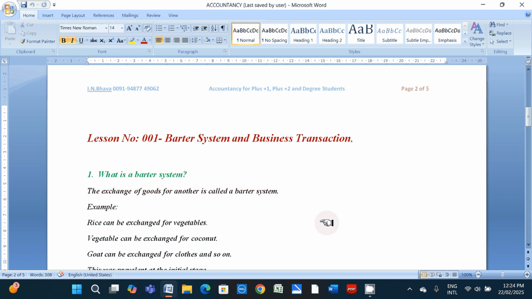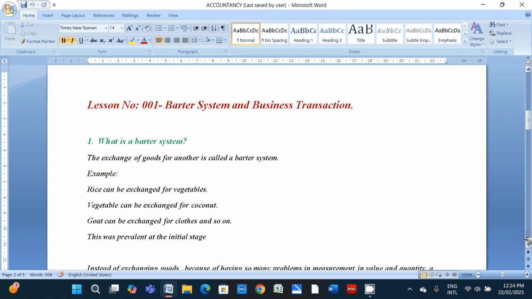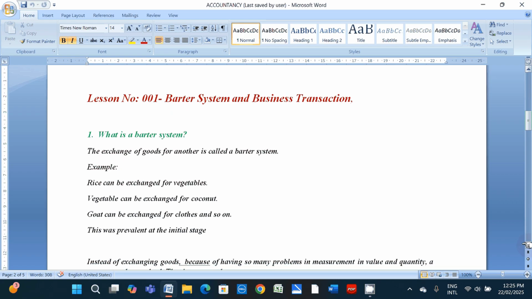In the initial stage, man exchanged goods for goods. This is called a barter system. This was prevalent at the initial stage. They exchanged the goods for goods. That is called a barter system.